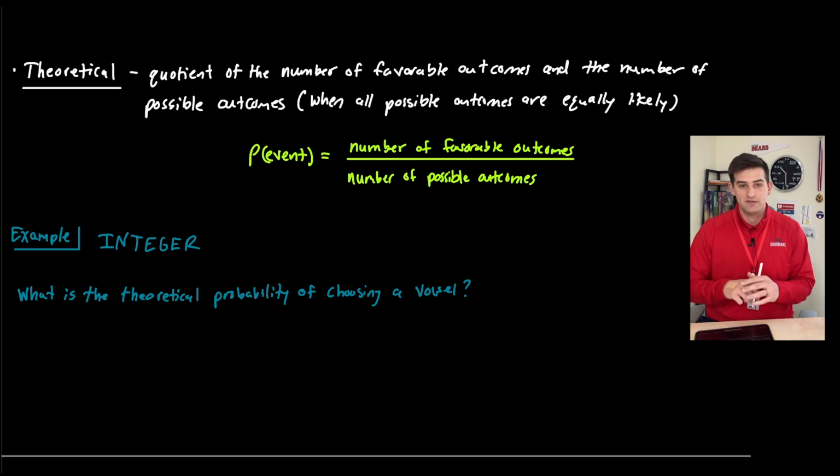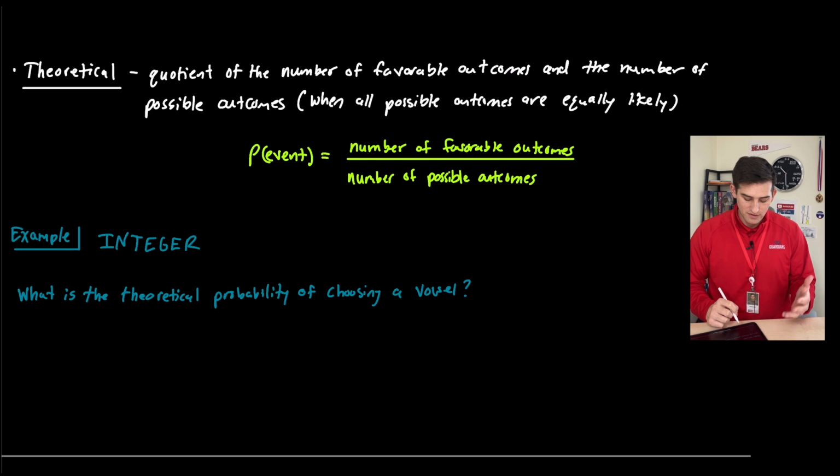Let's say we have in a bag 7 cards, and each card has a letter of the word integer. So we have how many cards? I-N-T-E-G-E-R. We have 7 cards in the bag, and each card has one of the letters on it. So how many possible outcomes do we have if we reach our hand in the bag and pull out a letter? Well, we have 7, right? So there's 7 possible outcomes.